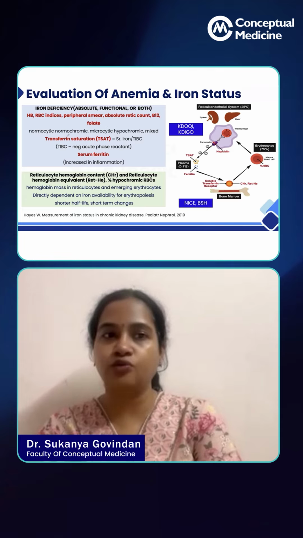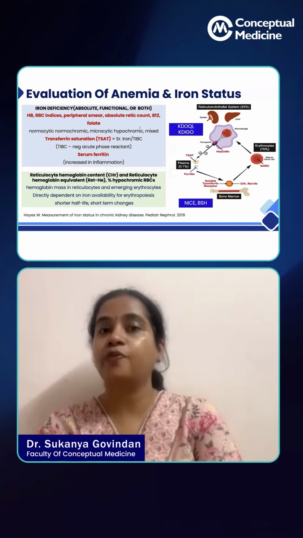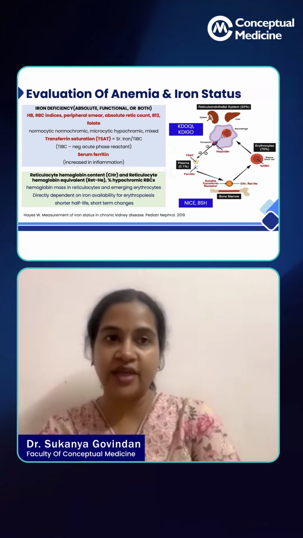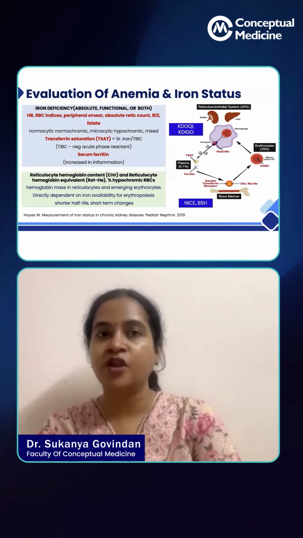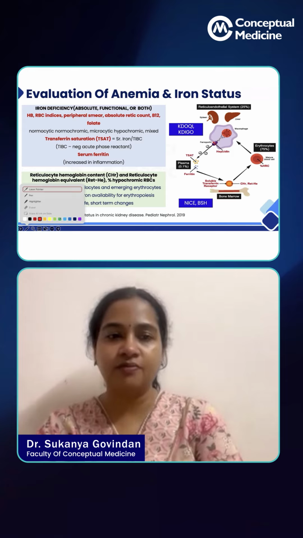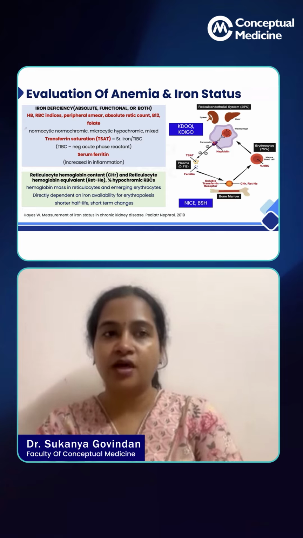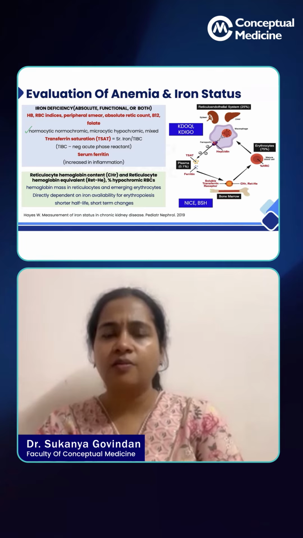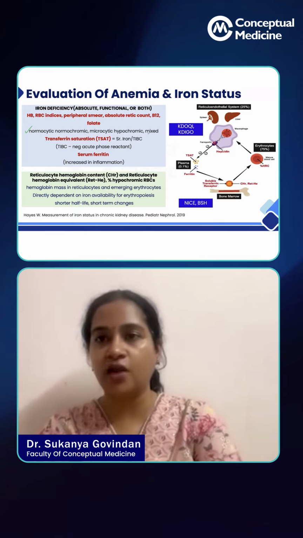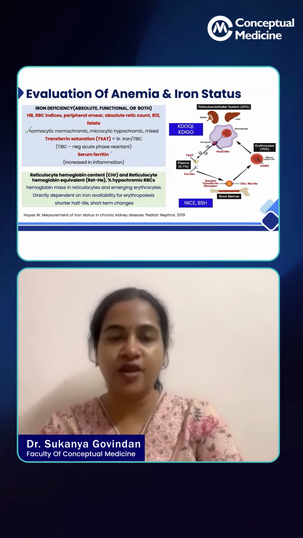What will all of this tell you? It will tell you whether there is normocytic normochromic anemia, microcytic hypochromic anemia, or mixed anemia. When you have no iron deficiency, you have only anemia of chronic disease. You usually have normocytic normochromic anemia, which is very classical of CKD. And microcytic hypochromic or a mixed picture can be present when you have iron deficiency along with anemia of chronic disease. Okay. The next test is to do the transferrin saturation.